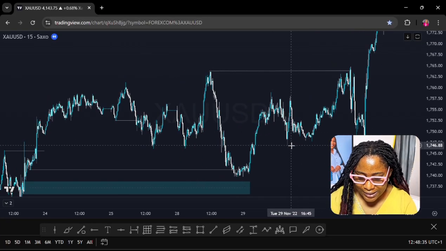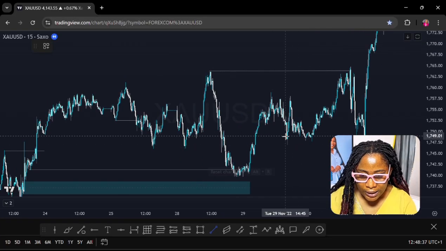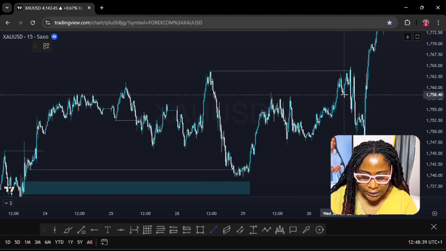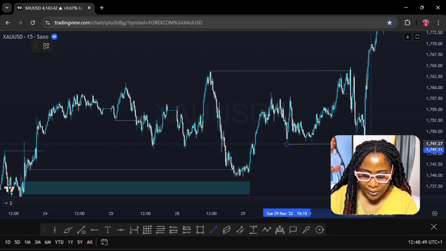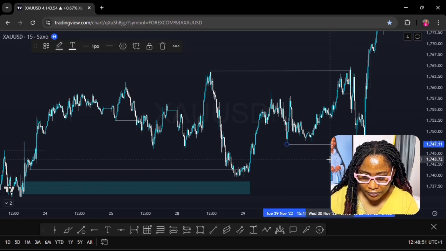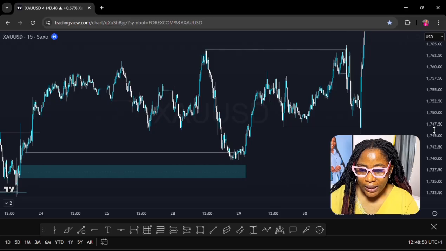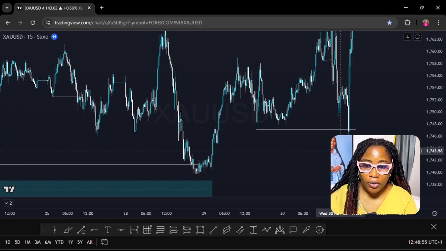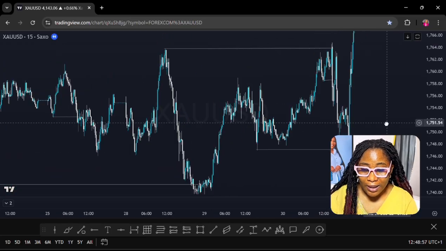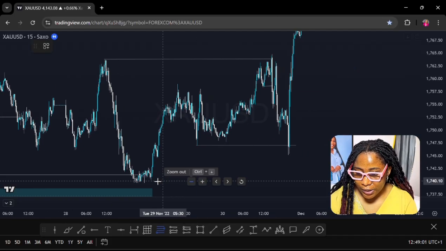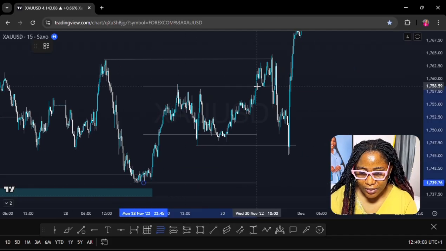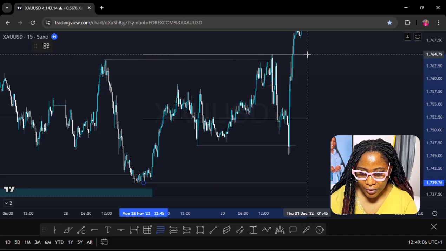Of course, even if you are selling, we got a change of character here, internal. If you are taking the sell, you should know that you should come out from here because this right here is liquidity. And I also told you that your POI should not be far. Why I'm not using my fib is because I already know that this area is in the discount, so that's why I didn't use the fib.